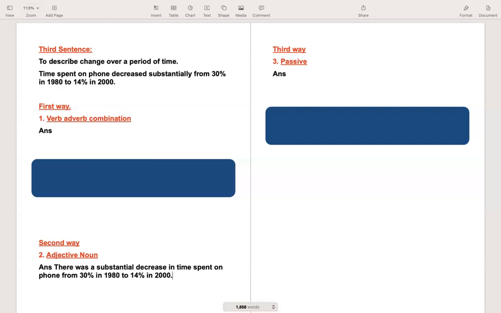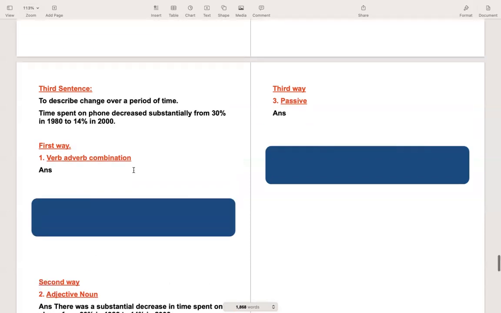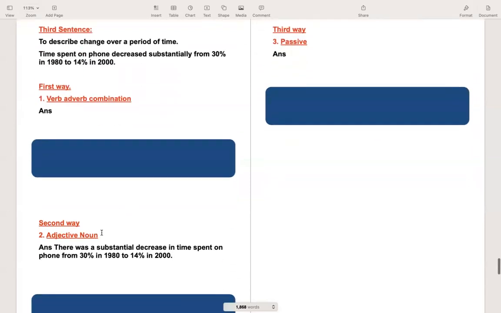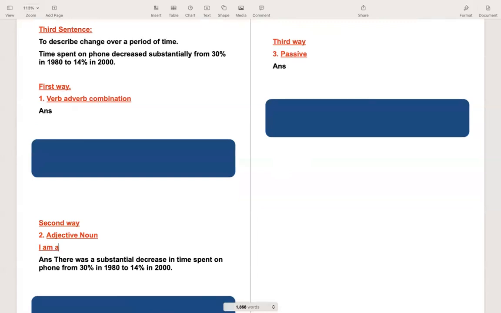Sir, can you please take me back to where you explained adjective noun? Can you please explain one more time? Okay. So adjective is a word that describes a noun. So for example, if I'm writing, he's a nice person. So here, nice is an adjective because it's describing the person. The person is nice.